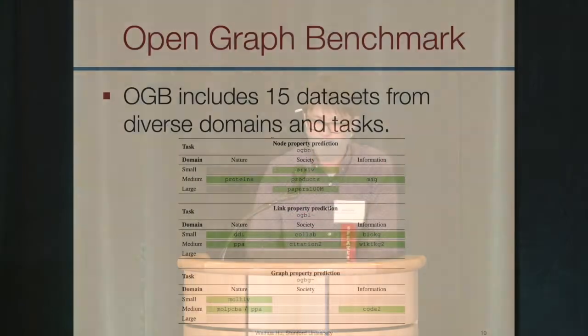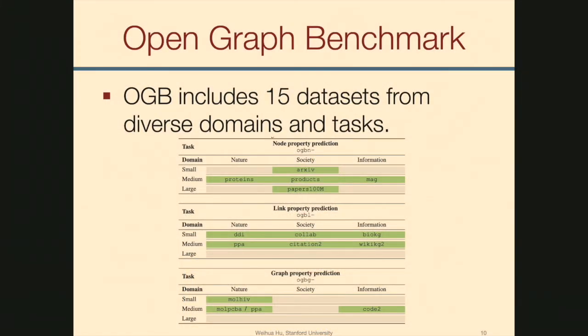And in terms of the dataset size, we prepare graphs that are small, medium, and large. Here, the small is still much larger than any of the existing benchmarks. The small datasets can be used to quickly iterate on different ideas, while medium and large graphs provide a real challenge of scaling up graph machine learning models to large graphs. So in total, OGB includes 15 datasets from diverse domains and tasks as shown here.